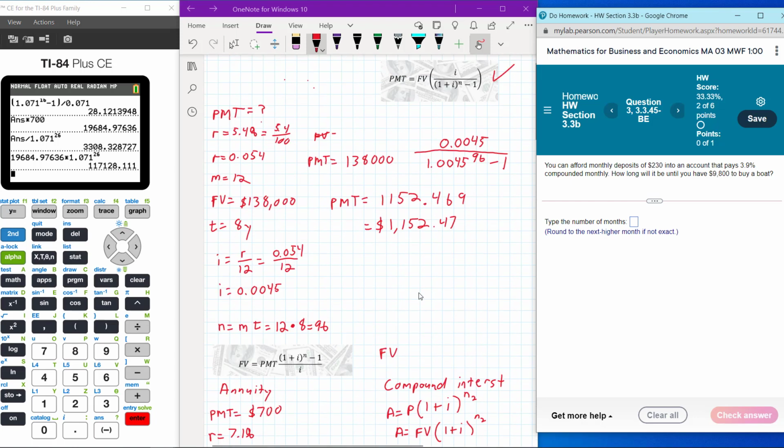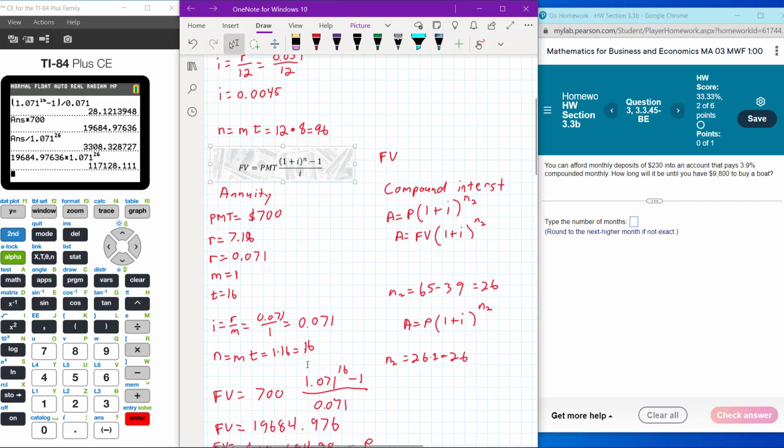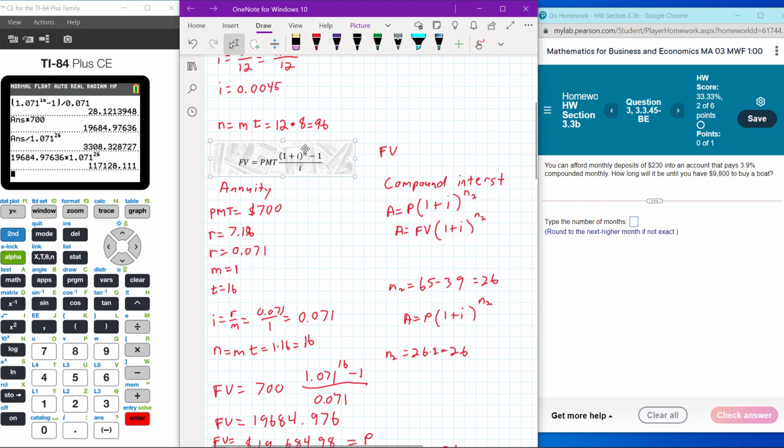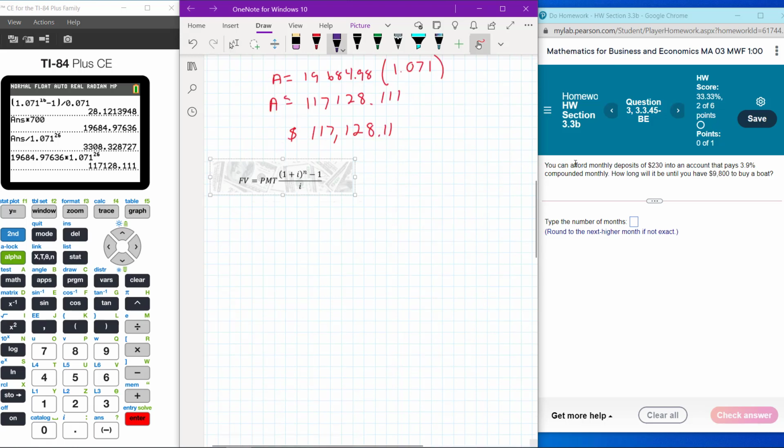Well, to solve that problem, we are going to need to use this formula right here. And we'll solve about the other one, but we are looking for N in this particular case because N is going to map to the number of months. Okay, so we can make monthly deposits of $230. That tells me that our payment is going to be $230.